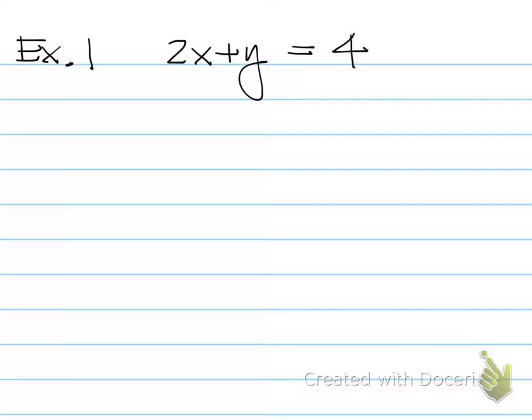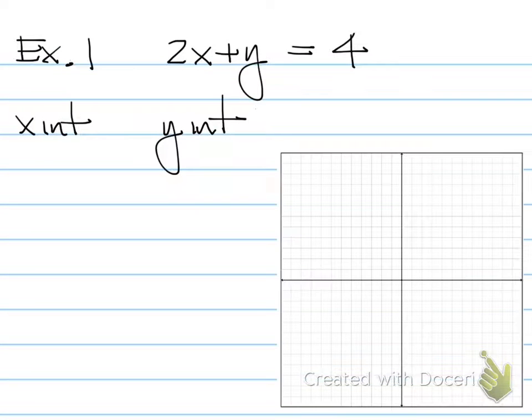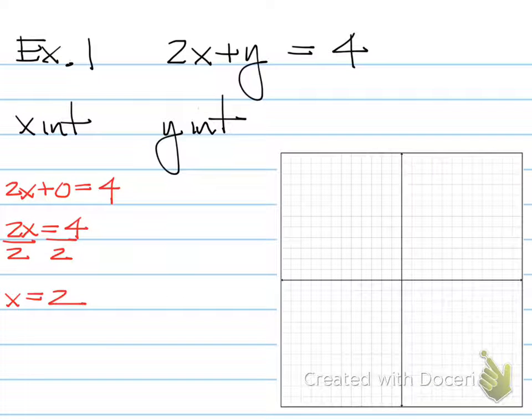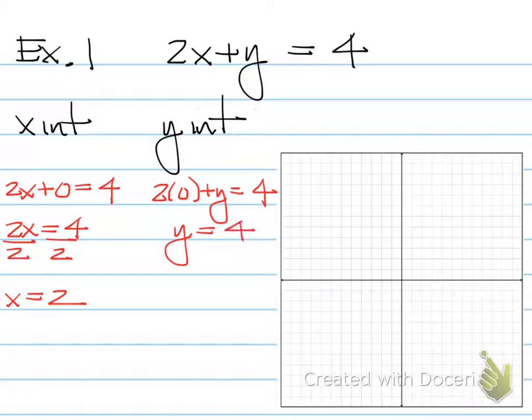All right, first example. So first we're going to find the x-intercept. So we're going to replace the y with 0 and then solve for x. When we solve for x, we get x equals 2. And similar process for the y-intercept. The y-intercept, we're going to replace the x with 0. 2 times 0 is 0. That leaves us with y equals 4.